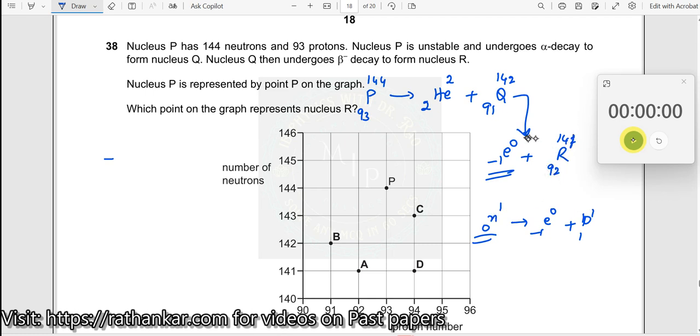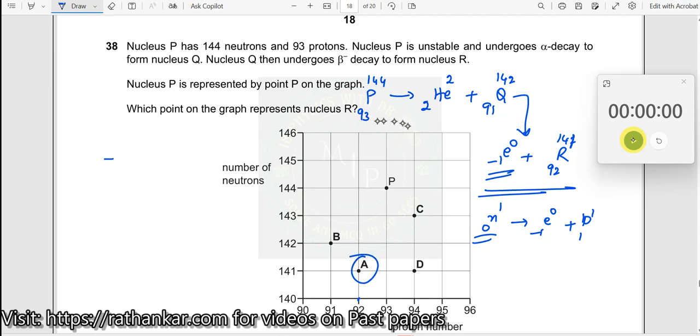See, if you want, you can now find out using your mass number also, the same equation, to find whether this equation is right or wrong. Now, before that, let us answer the question. Which point on the graph represents nucleus R? 92, 141. 92 is here, 141 is here. The answer is here.